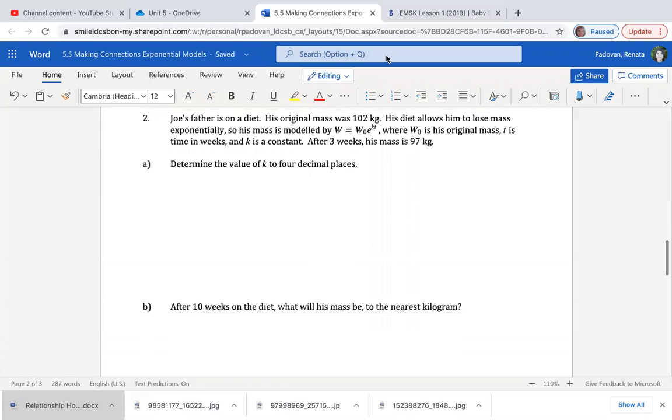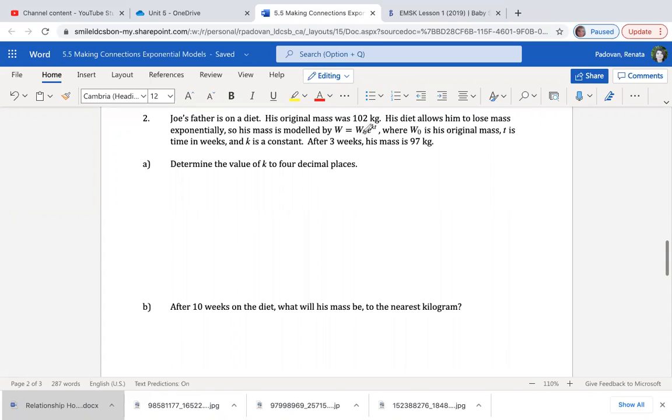So Joe's father is on a diet. His original mass, before he starts the diet, is 102 kilograms. The diet allows him to lose mass exponentially. So his mass is modeled by this equation, and they give you the equation.